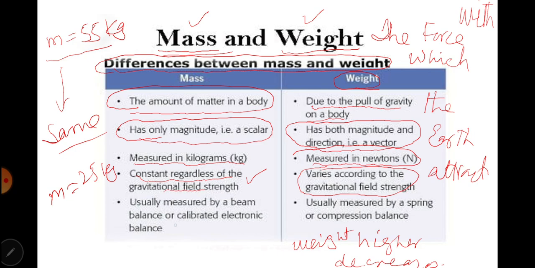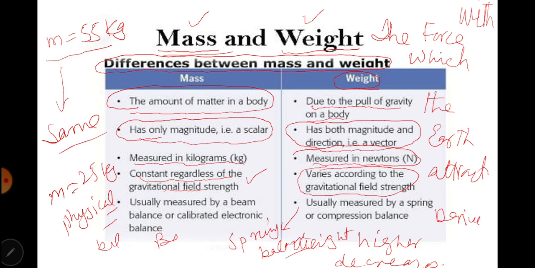Mass is measured by a beam balance or physical balance. Weight is measured by a spring balance. Weight is a derived quantity. Mass is a base quantity.